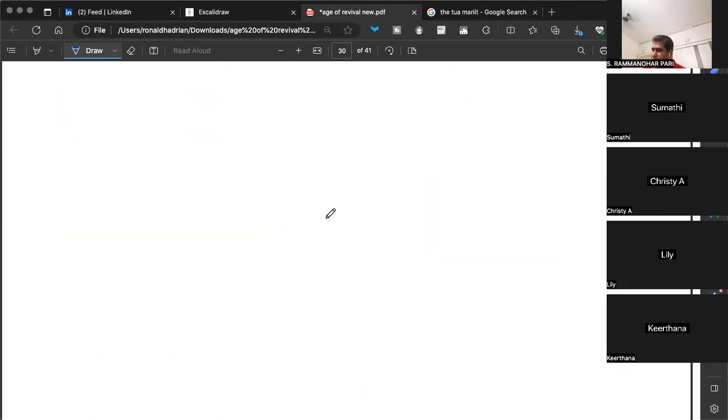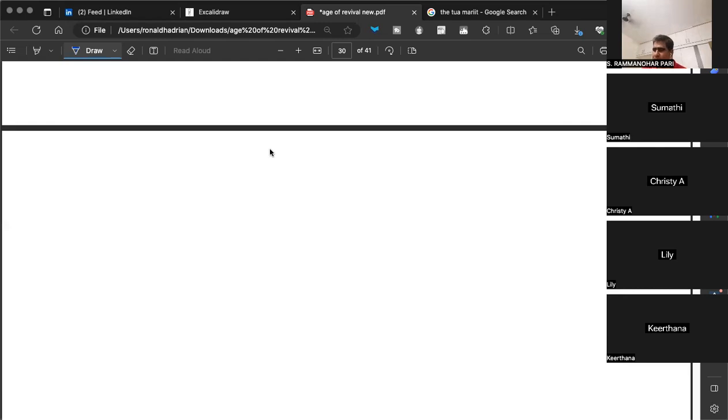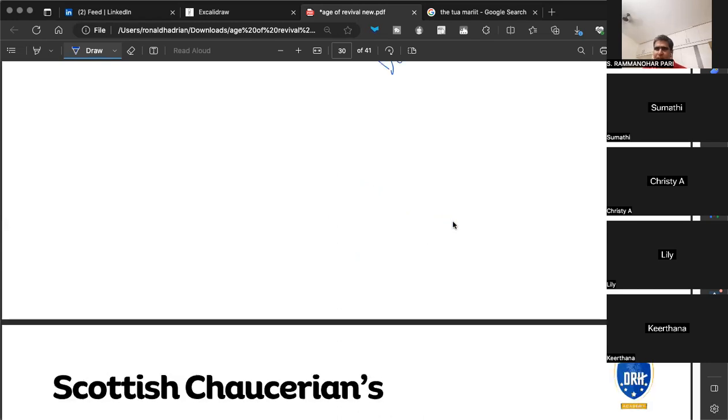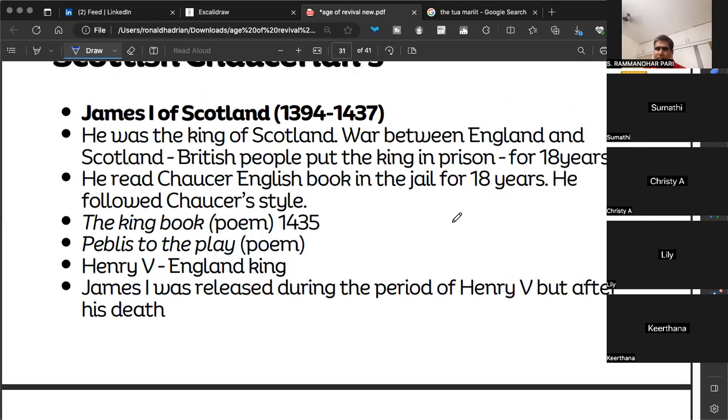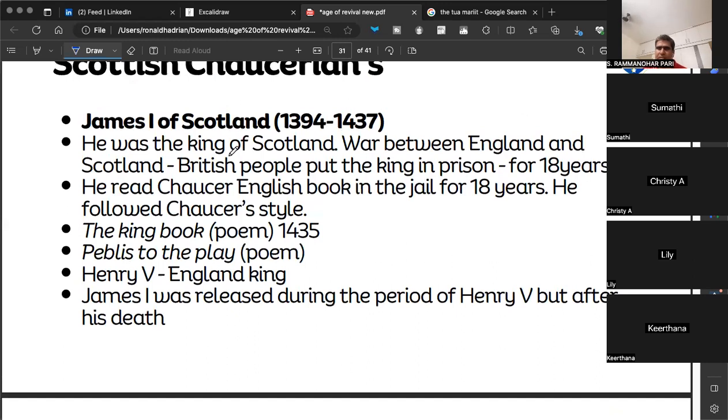So three people we have seen now, or two people? Who are they? Thomas Malory and William Dunbar. Okay, now it's just going to be revision because we have already seen most of them, but we will see James I of Scotland. He was the king of Scotland.